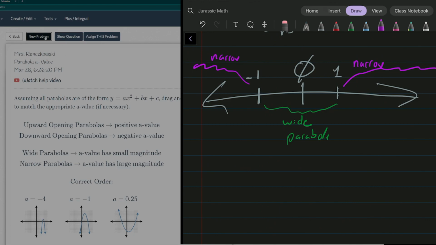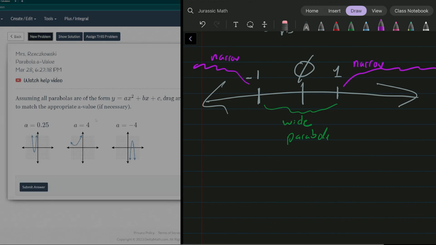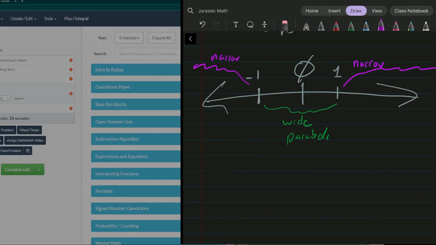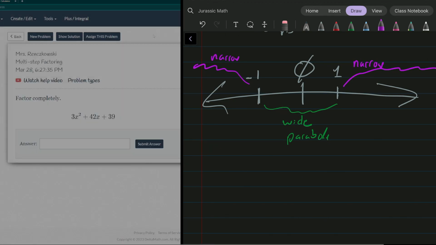Yep. So let's do another one. All right, so once again, 0.25 is supposed to be the widest one, so I'm going to move this one here. Now a positive goes up and a negative goes down. All done. Yay.